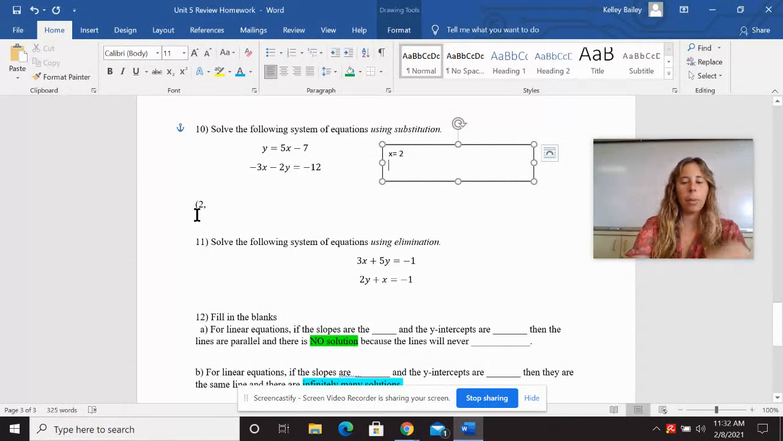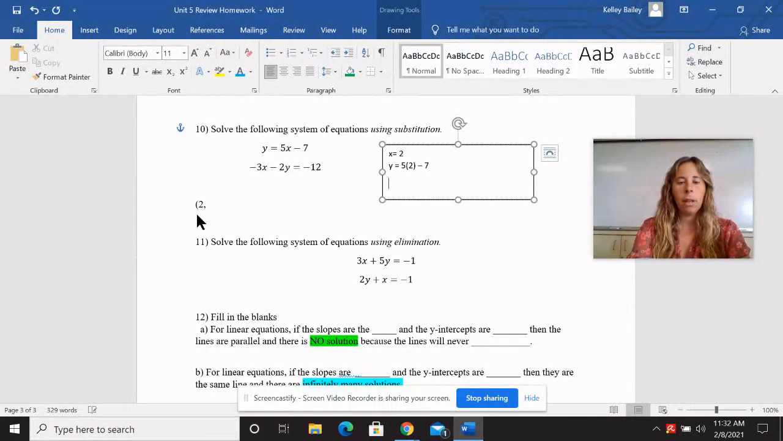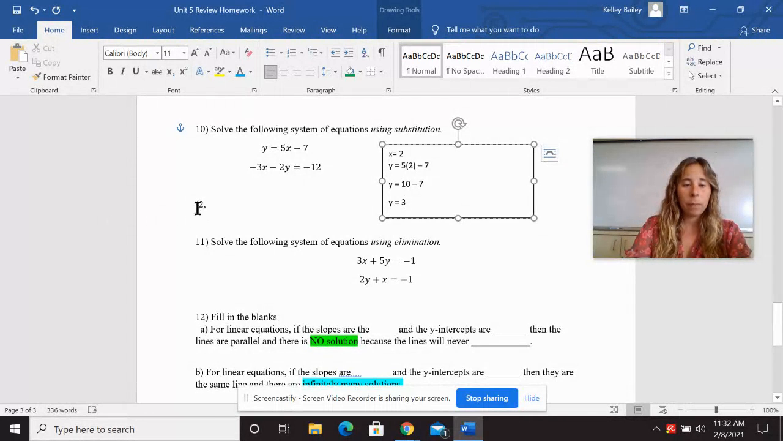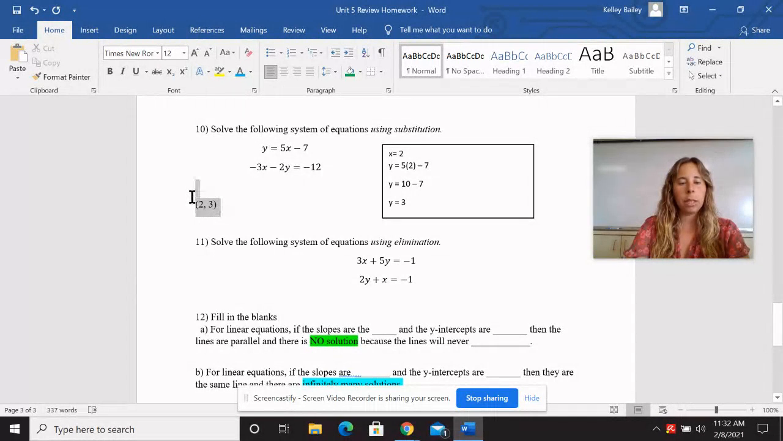We're going to do the first one. So I have y equals 5 times 2 minus 7. Substitute in 2 for x. Y equals 5 times 2, which is 10, minus 7. Y equals 3. So there is your answer. We solved it using substitution.